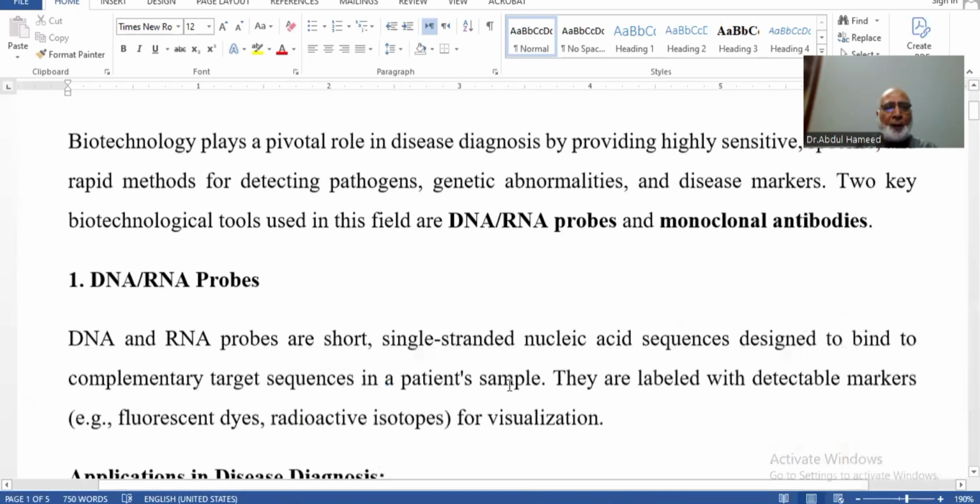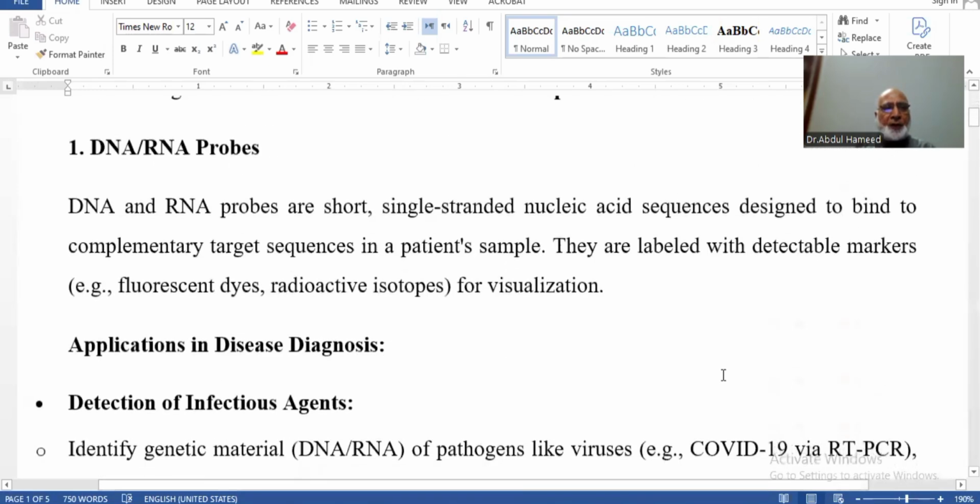If we talk about DNA and RNA probes, they are short, single-stranded nucleic acid sequences designed to bind to a complementary target sequence in the patient sample. They are labeled with detectable markers, most of the time fluorescent dyes, which are inert, and sometimes radioactive isotopes, which may be necessary in some cases, and the purpose is to visualize the outcome.